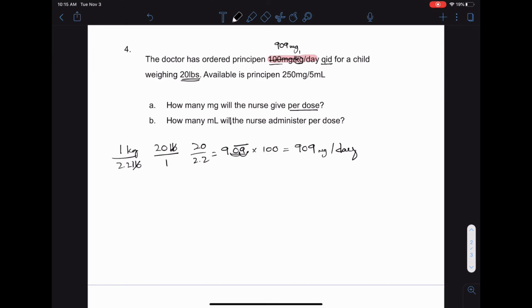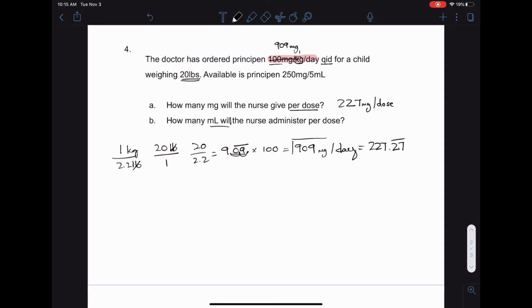Okay, so that means that we're going to divide 909 by 4 into 4 doses. That's 227.27, and then that continues on. To answer this question, we're going to go ahead and round that. How many milligrams will the nurse give? Let's say we want to round it to the nearest whole number, so let's say 227 milligrams per dose.